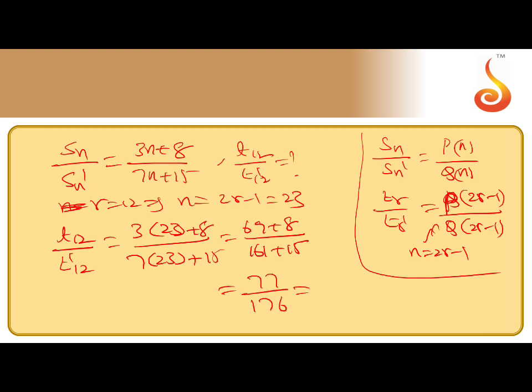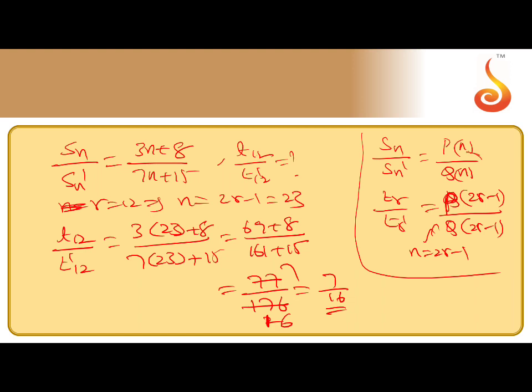Is it possible to cancel with the 11 table? 11 sevens, 11 ones and 11 sixes. 7 by 16 is the answer. I hope you understand. But you have to remember, if you want to find the ratio of the rth term, in place of n, you can substitute 2r minus 1.